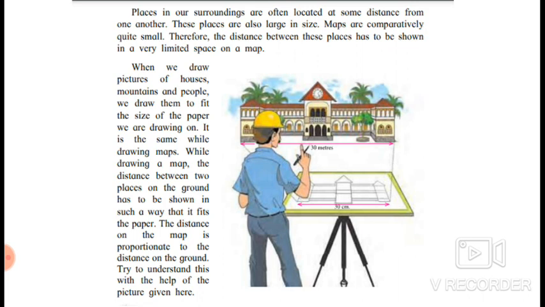And when he is making the sketch, he is going to make it 30 centimeters. Therefore, children, while drawing a map, the distance between two places on the ground has to be shown in such a way that it fits on the paper. The distance on the map is proportionate to the distance on the ground.